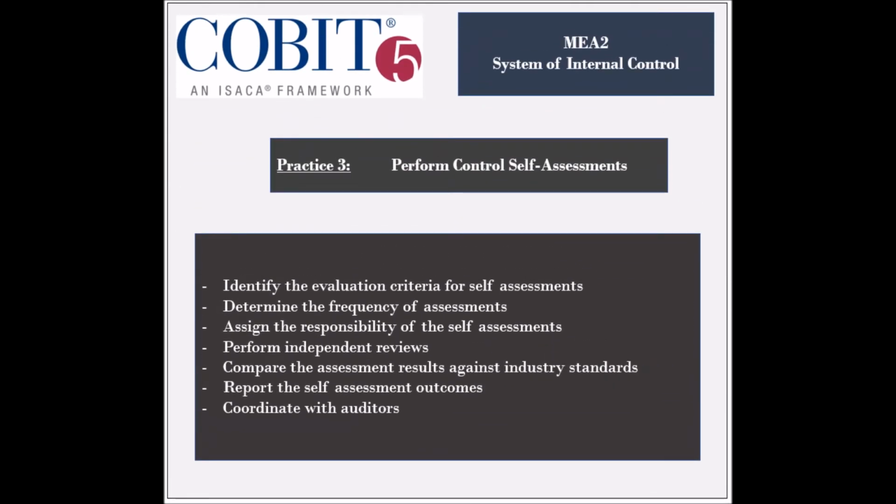The activities involved in this practice include maintaining and identifying the evaluation criteria for conducting self-assessments. The results of the self-assessments should be communicated to the relevant stakeholders. The frequency of the self-assessments should be determined, and the responsibilities and accountabilities should be assigned. Independent reviews should be conducted to ensure the objectivity of the self-assessments. The results of the assessments should be compared against the industry standards, and the outcomes should be reported. Self-assessments should be controlled and coordinated with the internal and external auditors.